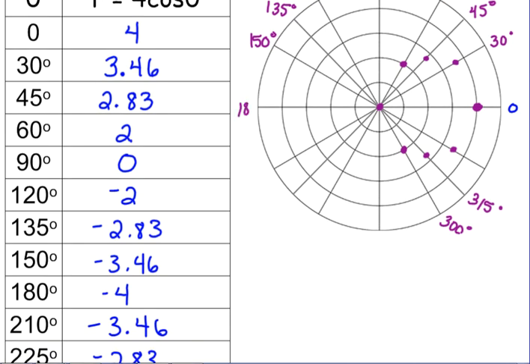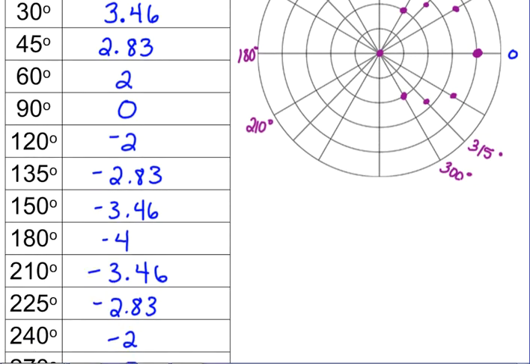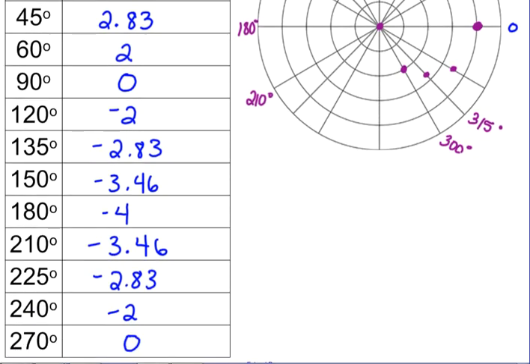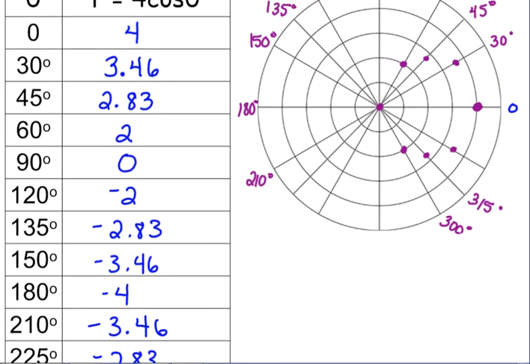180. It has a radius of -4. Well, we already have that point. We already had that one. So sometimes with polar, points end up getting repeated. So like with 210, we've got a negative radius, so we go through to 3.46 on the other side. We already have that point graphed. That's going to happen with 225 and 240. The same thing's going to happen. And then 270 has a radius of 0.